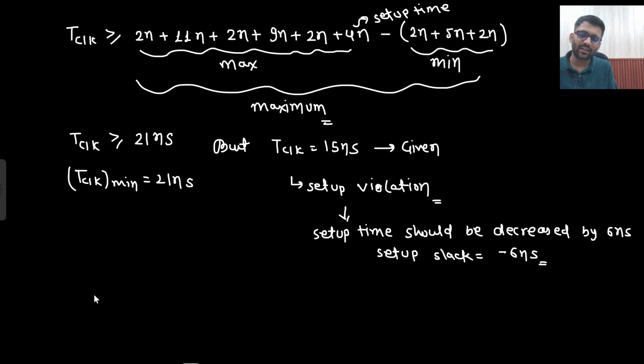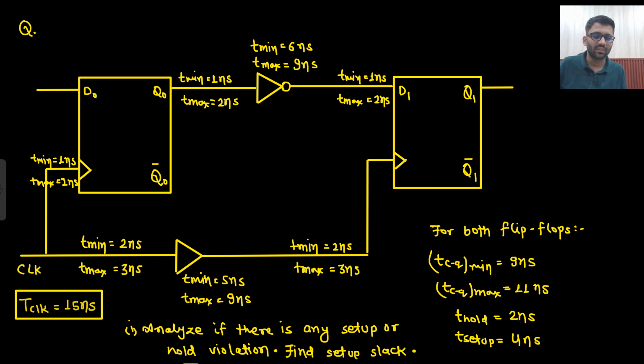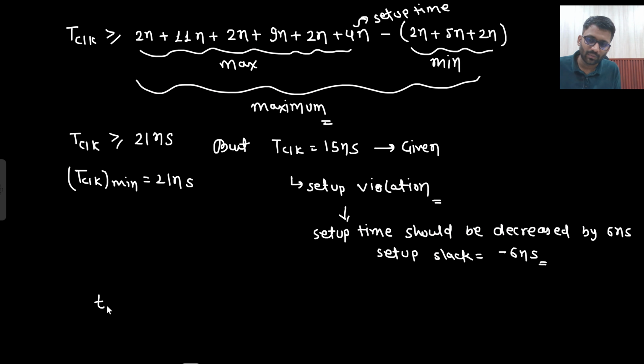So this was the first part. Let's check if there is any hold violation. So what will be my hold time? My TH2 should be less than what? Everything will come, but this 4 nanosecond will not come. Now, your TH2 should be less than a particular value. So what will you take here? Minimum or maximum?